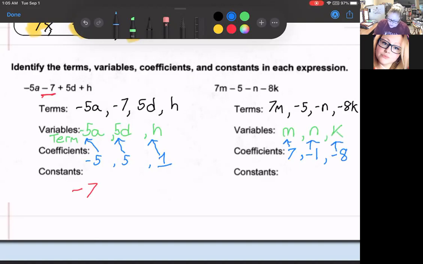And finally, do we have any constants? We have one constant, and that is the only number without any letters attached to it, which is our negative 5. So that's today's notes.